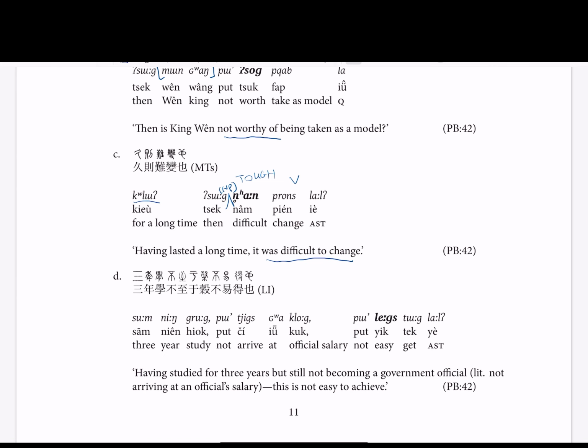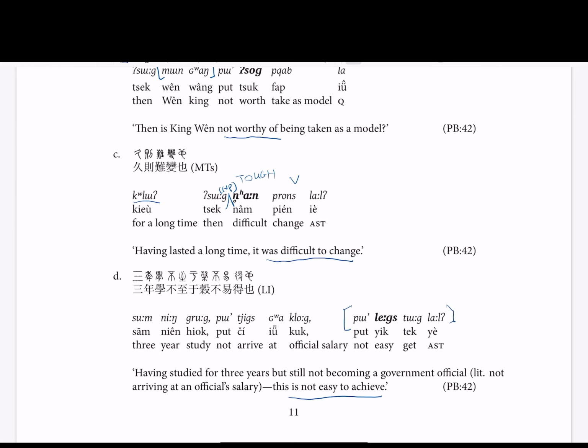Having studied for 3 years, but still not becoming a government official. Okay, so that's a super long background setting sentence. Let's ignore it and only pay attention to the tough construction part. This is not easy to achieve. In the original classical Chinese sentence, it corresponds to this last bit.